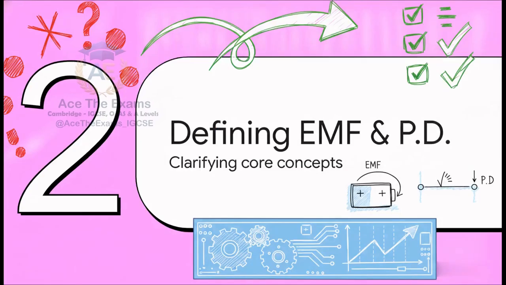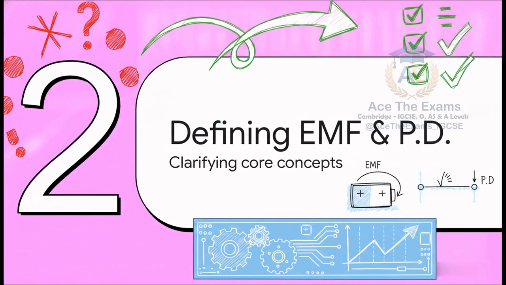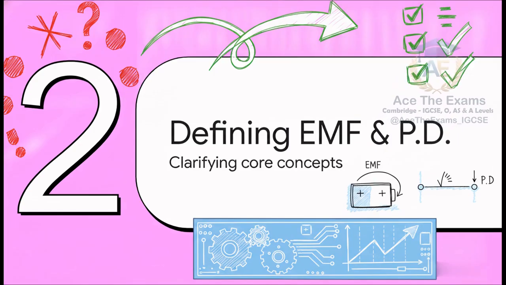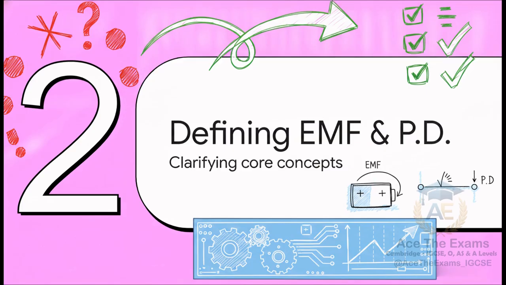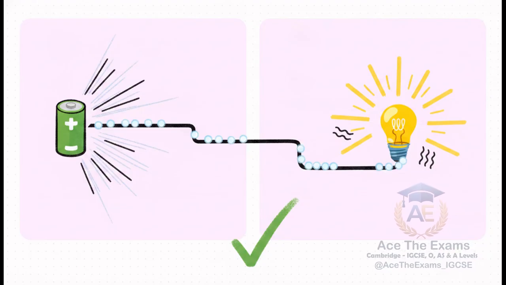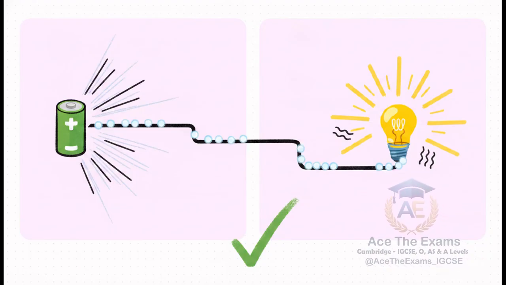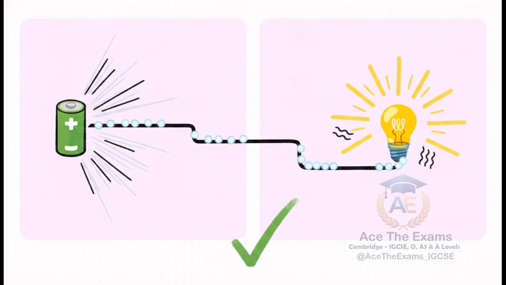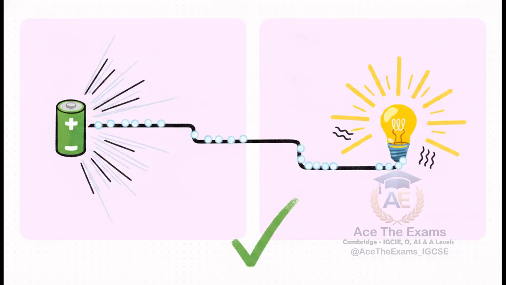Section 2. Defining EMF and PD. Clarifying the core concepts. Listen closely. If you do not define your terms perfectly before writing an extended response, the examiner instantly assumes you don't know the underlying physics. And this right here brilliantly illustrates the exact definitions you need to memorize, understand, and internalize. This is your physics success blueprint.